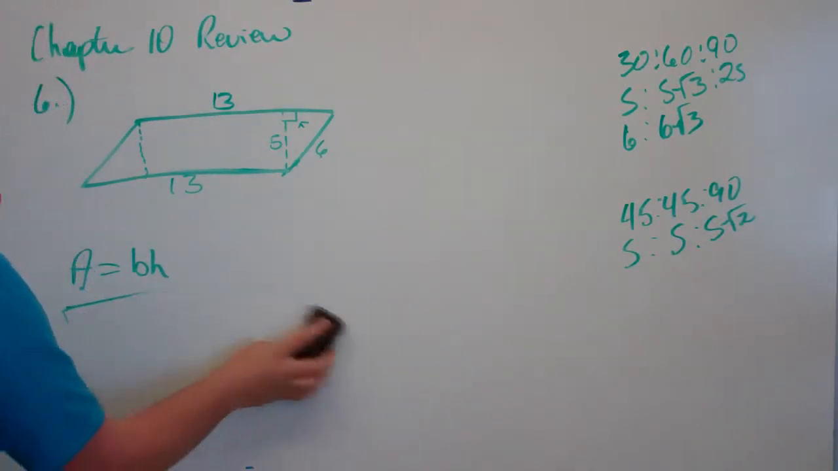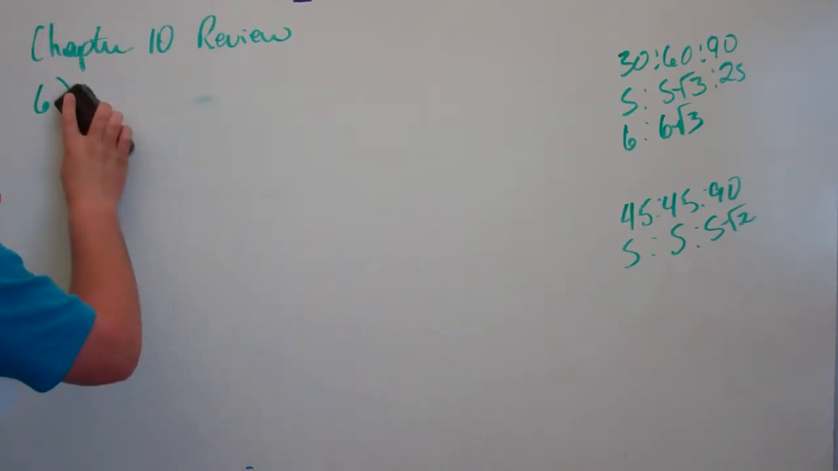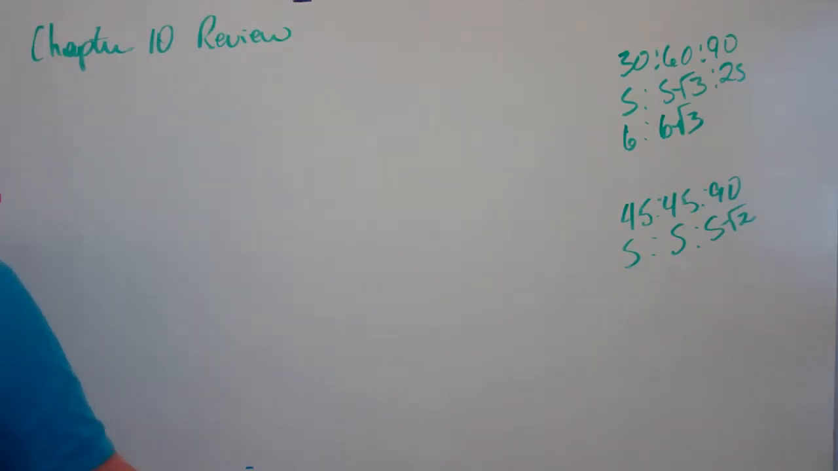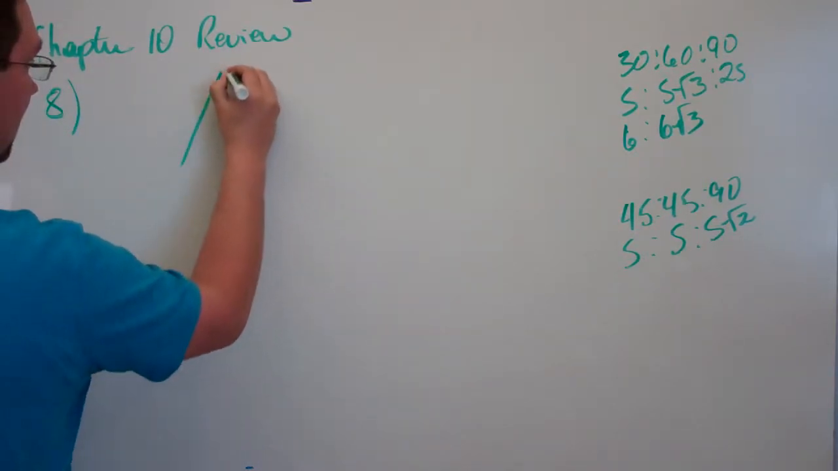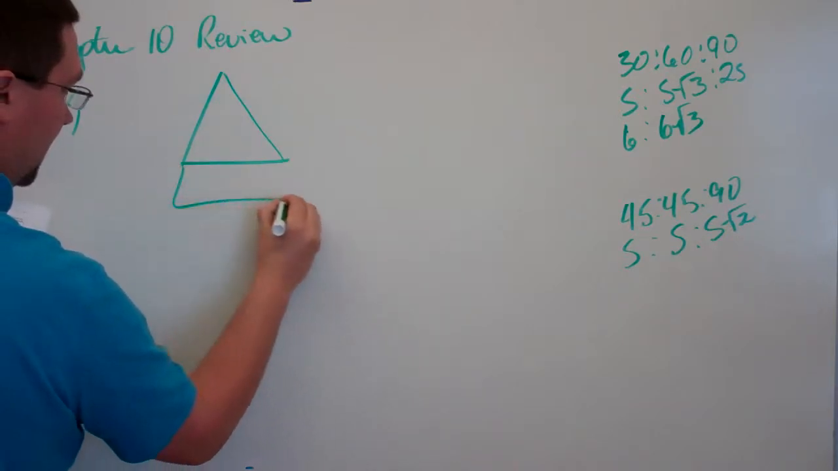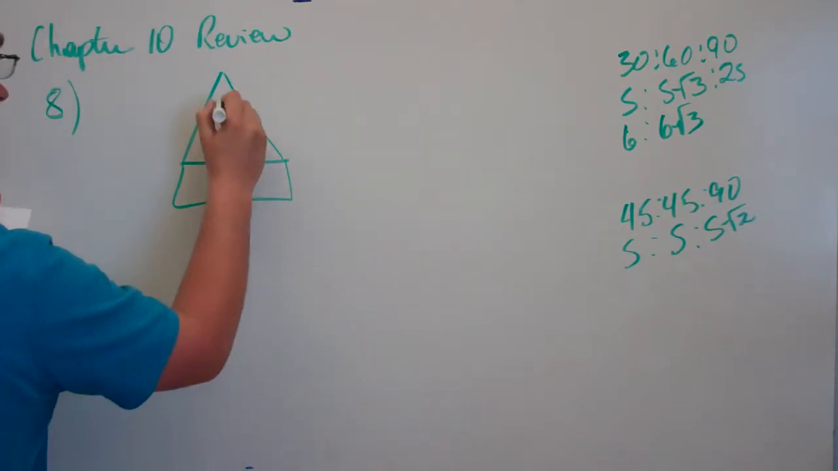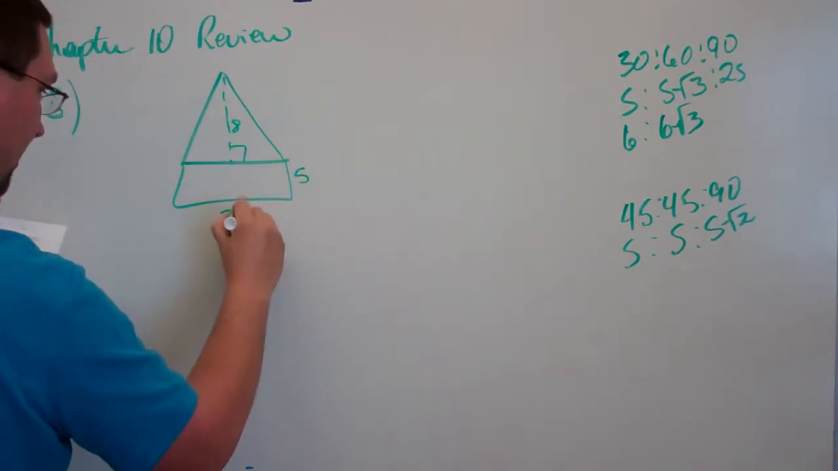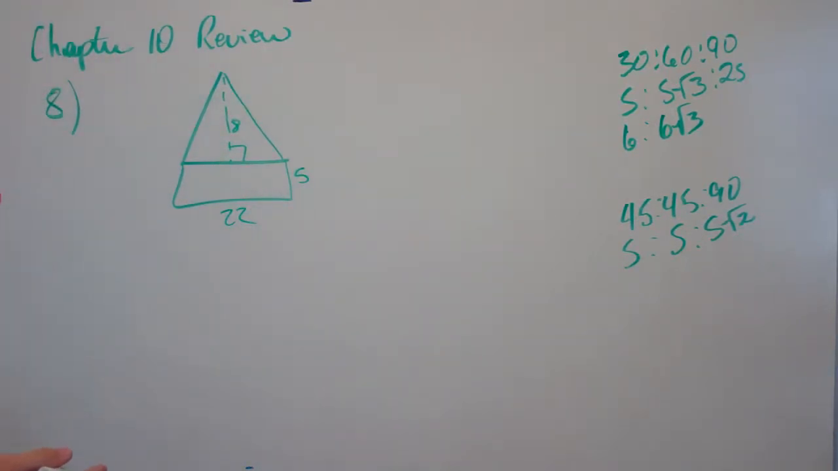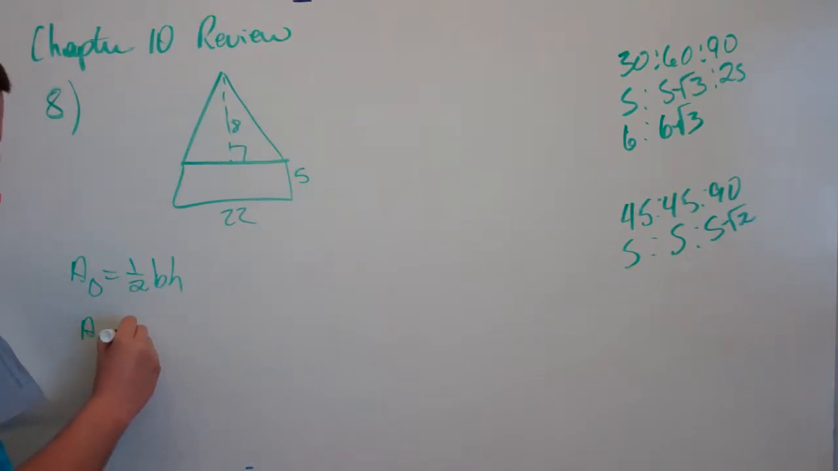Alright, let's look at number 8. Number 8 is kind of a hybrid problem. We have a triangle sitting on top of a rectangle. This is 8. This is 5 by 22. Now, what you need to do here is split this into a triangle and a rectangle. So the area of the triangle is 1/2 base times height. The area of the rectangle is just base times height.